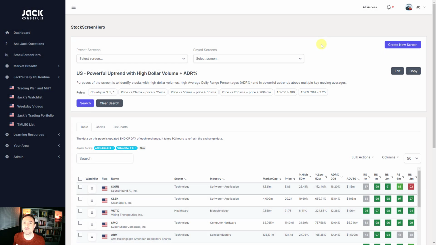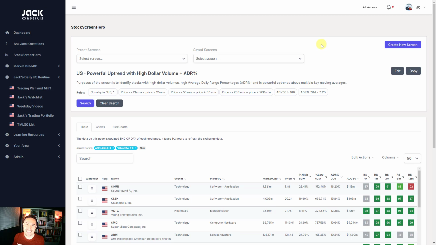So we're on my platform and I'm going to show you my custom built stock screener, which is specifically designed to identify stocks that are displaying a lot of relative strength, preferably have high dollar volume and have high 20-day ADR percentages. And then you can quickly identify those and then go and import them into TradingView, TC2000, MarketSmith, whatever it may be.